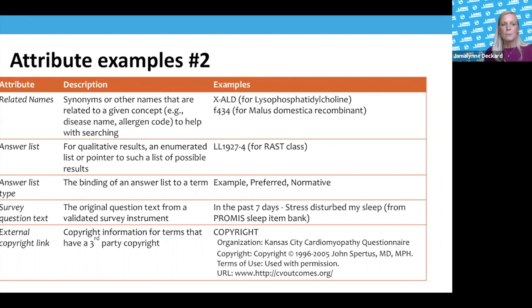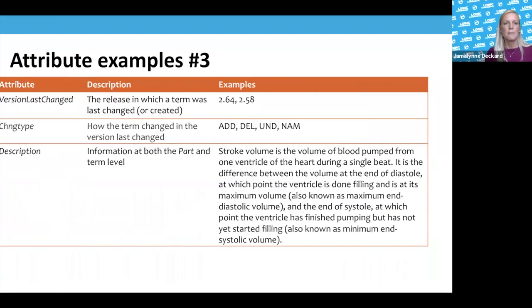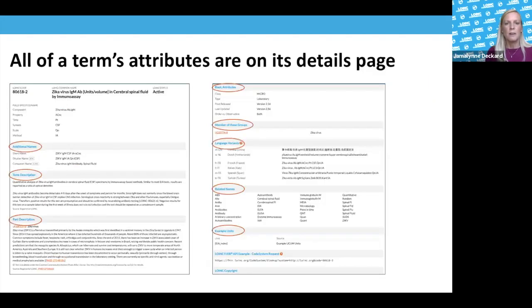For the survey space, we have the survey question text from the original instrument, and the external copyright link. For all of our codes, we have the version last changed, as well as the version first released. We have the change type, and each of these are defined in our user's guide. And then we have descriptions for part and term level. All of these attributes you can view on a details page for each term. This is hard to read, I know, but it essentially is just showing you that a lot of information is on our detail page.